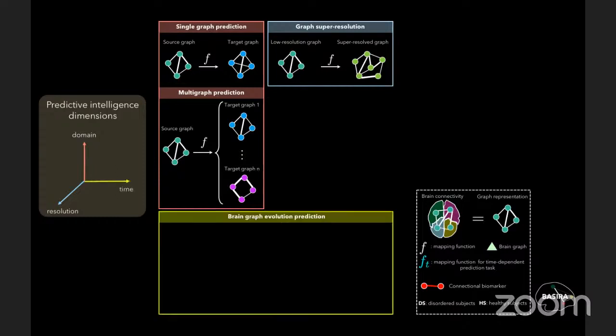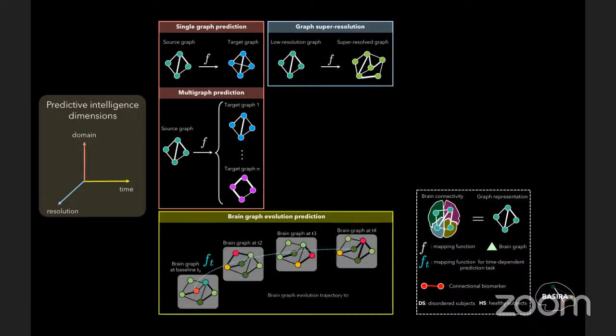Now the last dimension is time. What is time here? We have an input at a single time point, and we want to learn a time-dependent function f of t, which will map your initial observation onto the future. So we are predicting the dynamic changes in the graph.